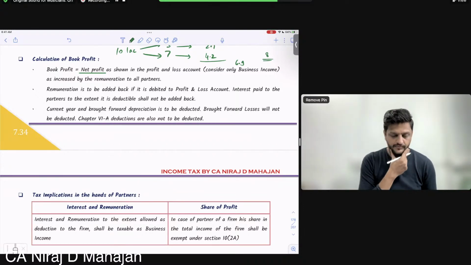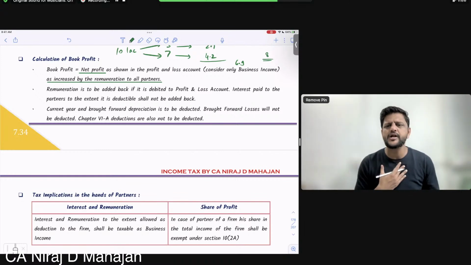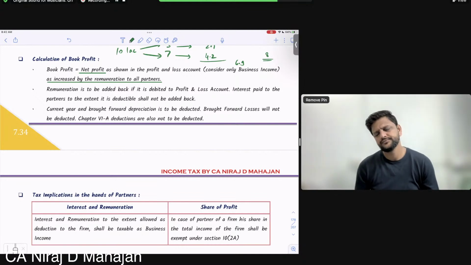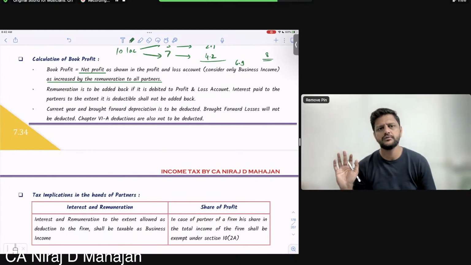Then, pay attention. As increased by remuneration to all partners. Means, just try to understand, we will disallow whatever is not allowed. What did I say? Disallow whatever is not allowed. So whatever is actually debited to PNL, first disallow. Understood, everybody? Clear?